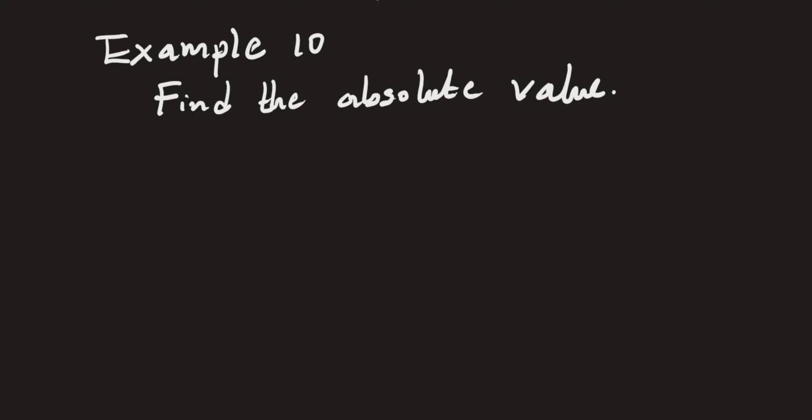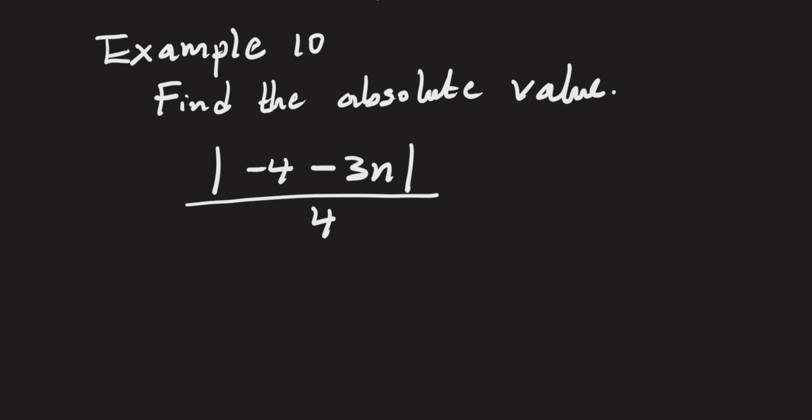Find the absolute value. The absolute value of negative 4 minus 3n, over 4, equals 2.